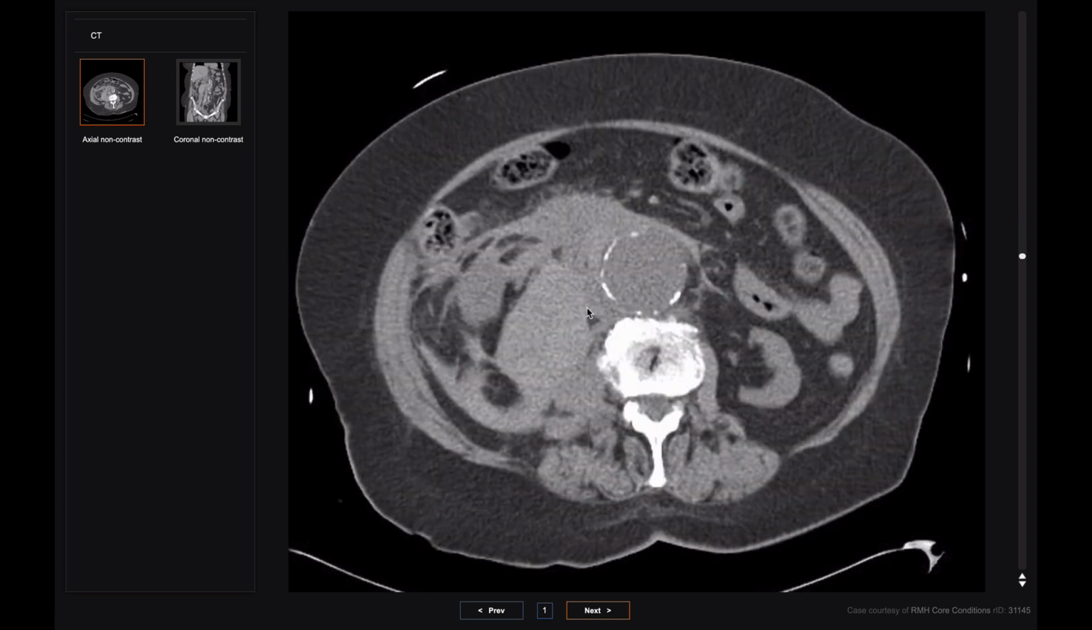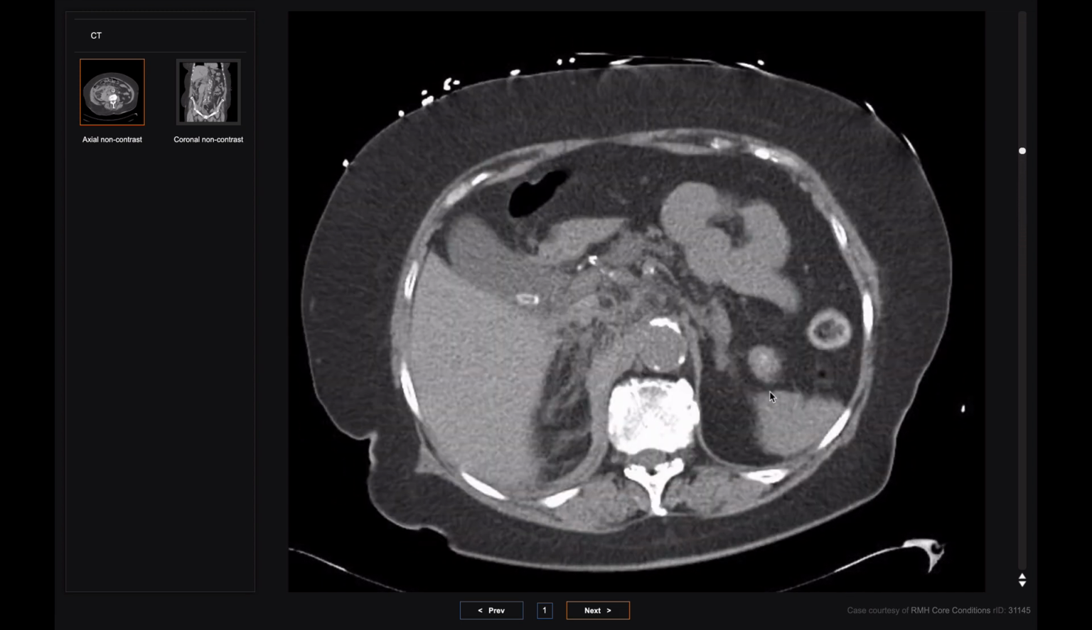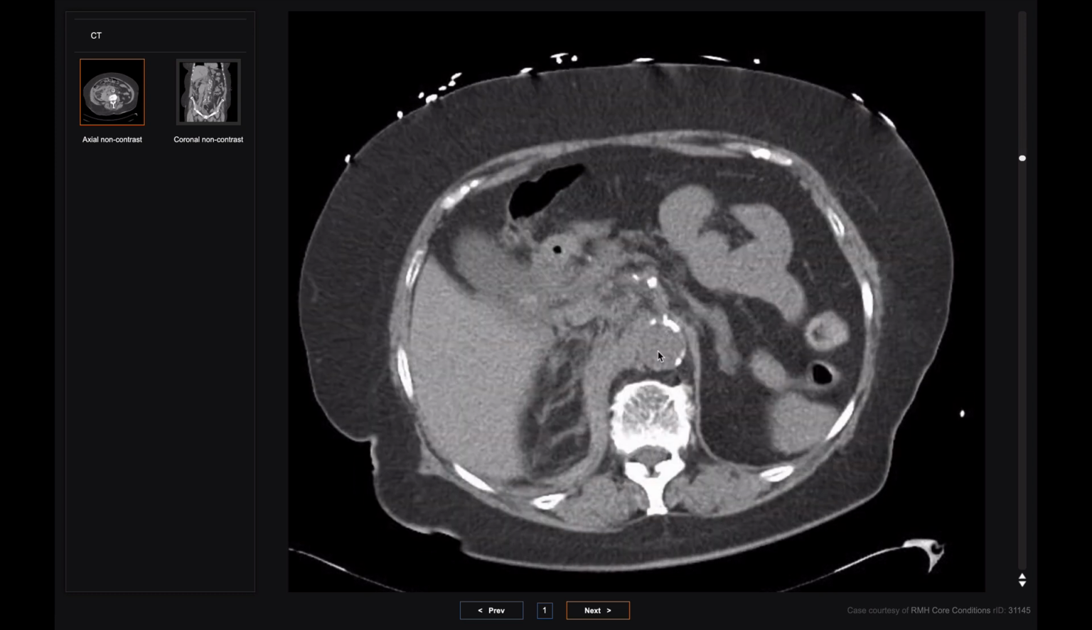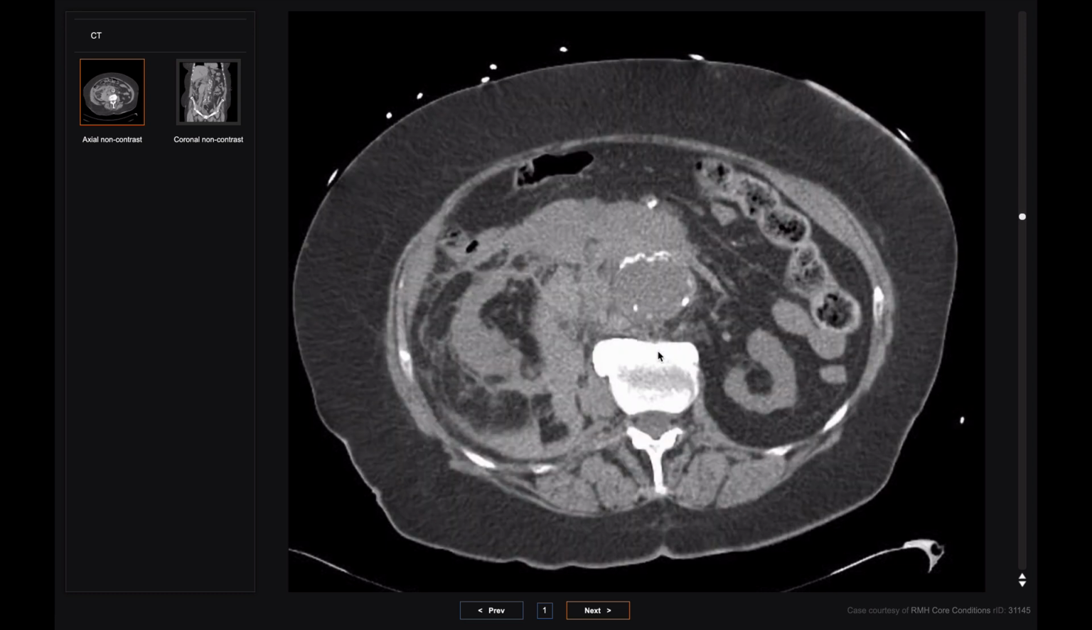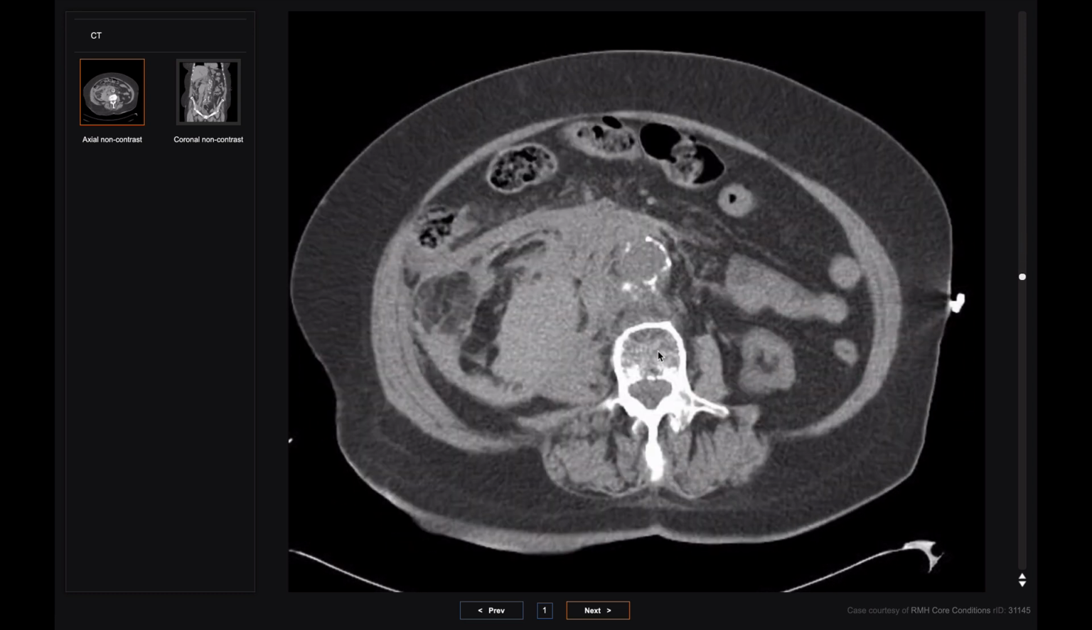Sure, on this study we don't have great detail given to us about what's going on in the kidneys and any small focal lesions there might be, or the detail of what's going on in the liver, but it's given us enough information to at least proceed to some sort of emergency treatment for this patient.